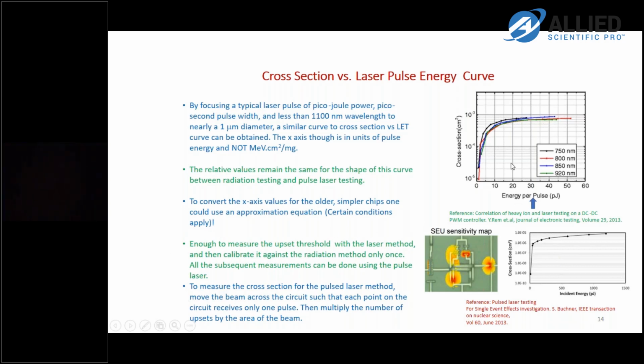So for the pulse laser testing, you can see the energies are in picojoules here. How to measure the cross section for this? You have to move the beam across the circuit, and it's better to have a very small, preferably 1 pulse per second, pulse repetition frequency. So each point would only receive 1 pulse, and when the pulse has hit, you move on. And then you see whether this has generated the SCE or it hasn't generated the SCE. I'll explain that later when I show the results of our SRAM testing. It becomes more clear.